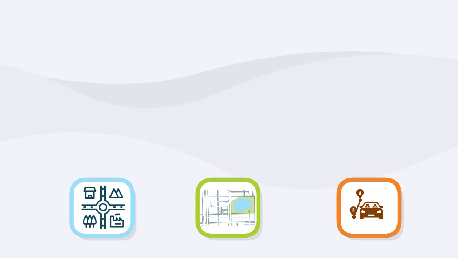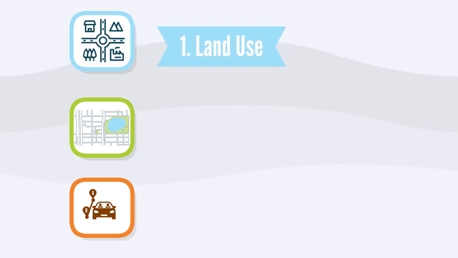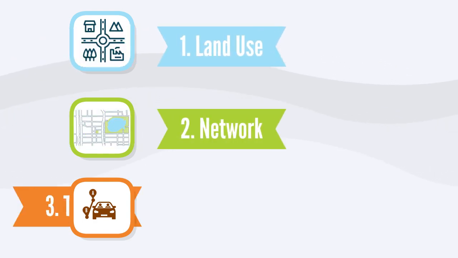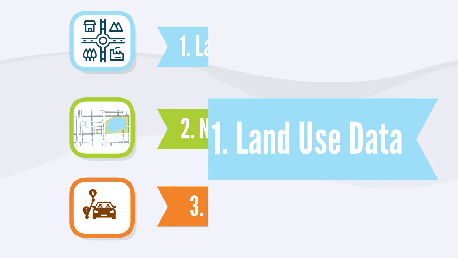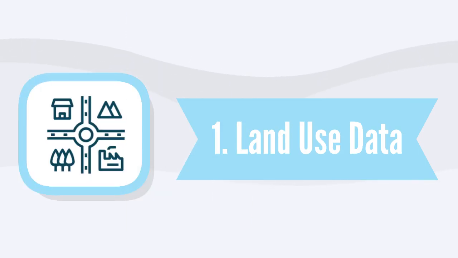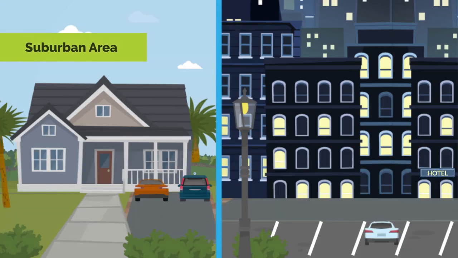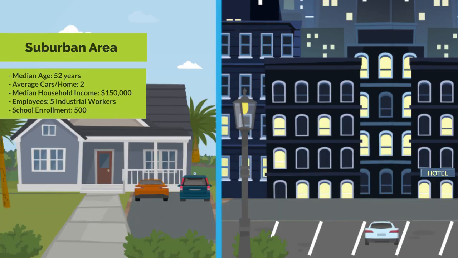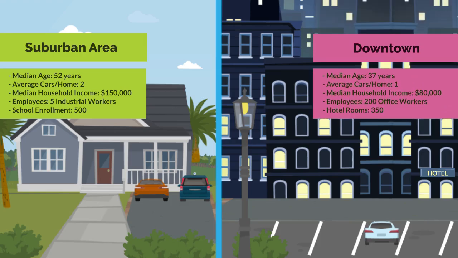There are three categories of data typically used by the travel demand model: land use data, transportation network data, and travel data. Land use data. The travel needs of a suburban residential area are likely to be different than those in a city's downtown with a large employment center.